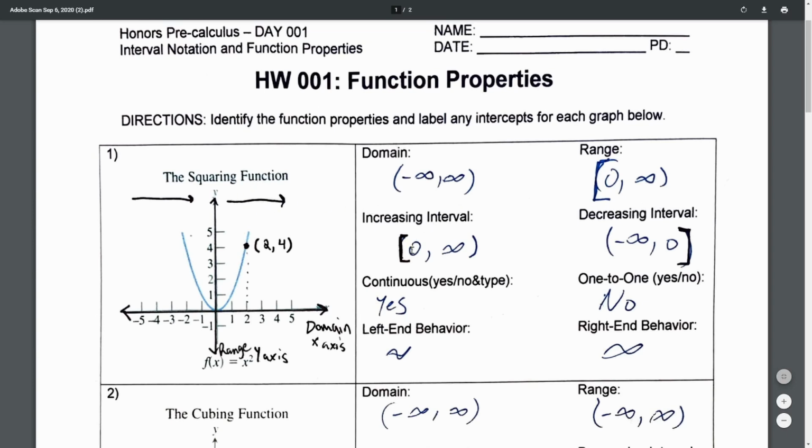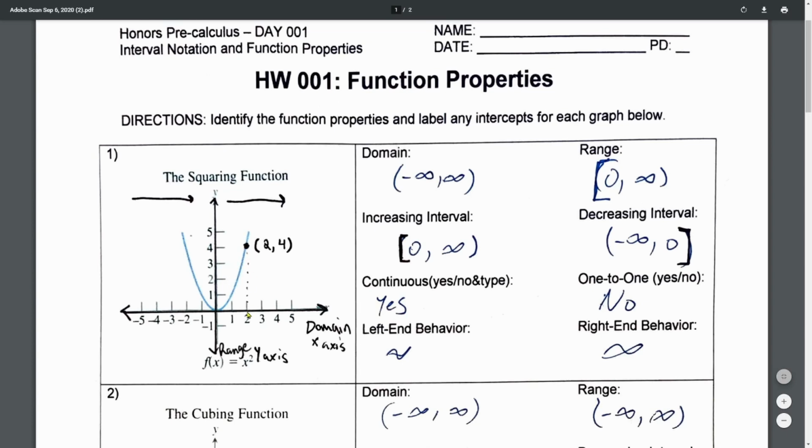Increasing interval, where is the graph increasing? Well, the graph is increasing from 0 to infinity. Decreasing interval, the function is decreasing from negative infinity to 0. Is the function continuous? Yes, there are no holes in the graph. Is it one-to-one? No.